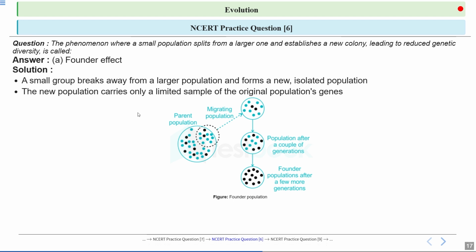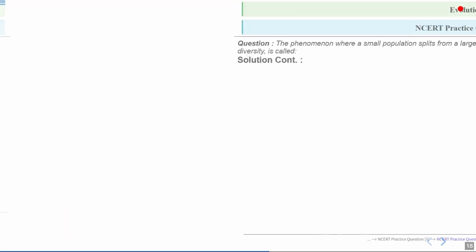Clear? So this is known as the founder effect. Okay, the small group of population is known as the founder population. It will multiply, it will divide. Their alleles will increase in number. Clear? Now let's move on.